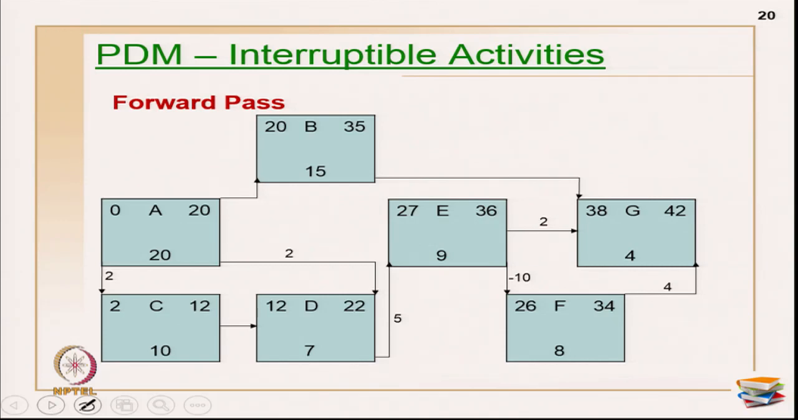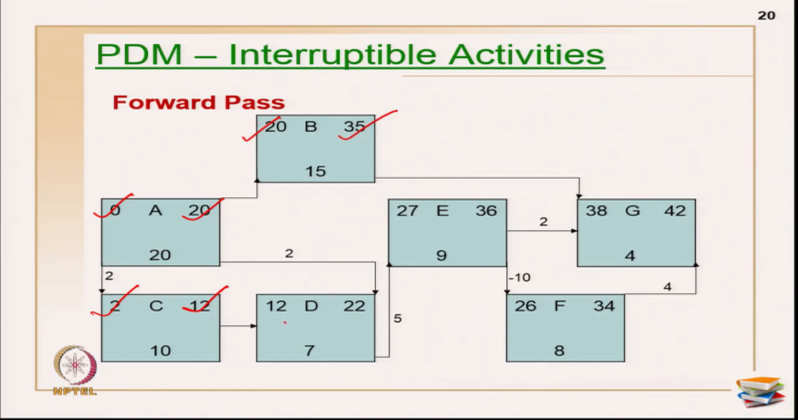Now, let us do the forward pass for interruptible activity execution. What do you do in the forward pass? The forward pass is primarily calculating the early start and early finish of the activities. I am going to start at A. So, this is 0, 0 plus 2 is 2, 2 plus 10 is 12. Okay, 0 plus 20 is 20, and there is no lead, lag or other arrows coming in, so this becomes 20, 20 plus 15 is 35.